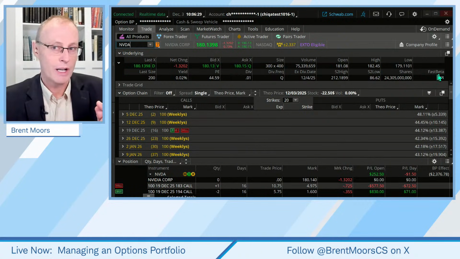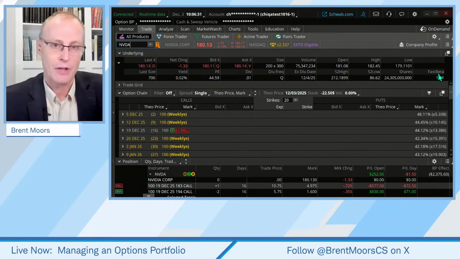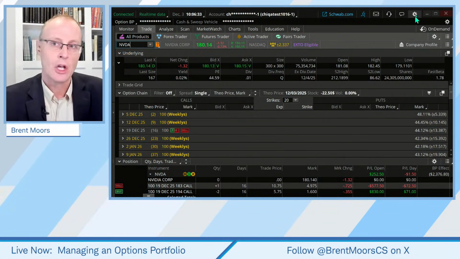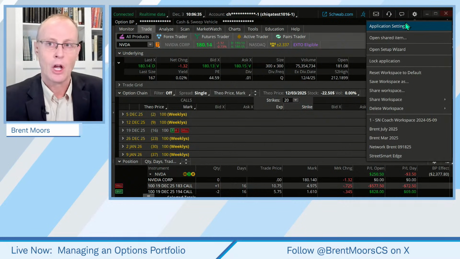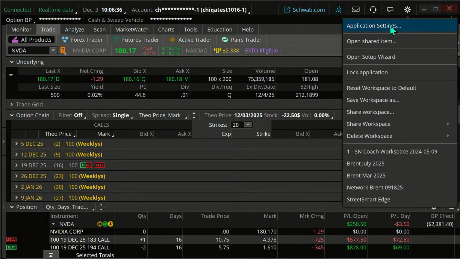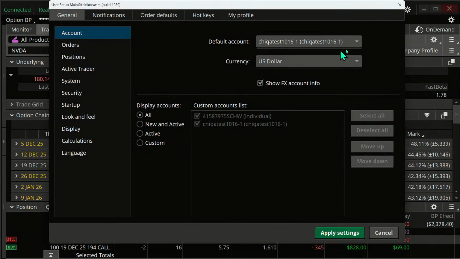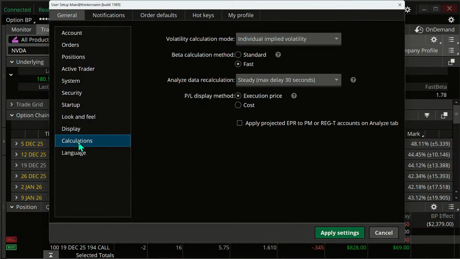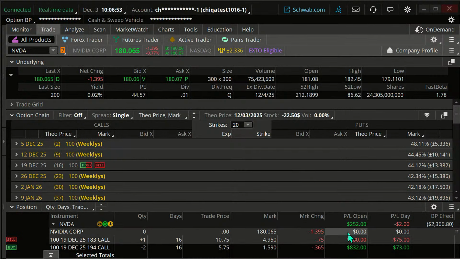Okay? So now, if you're interested in the difference between, in the chat I mentioned this, fast beta goes back 1 year, beta goes back 5 years. If you want to change that setting, you can do that. Go up to the gear, go to application settings, and it's going to bring it up. I think it's under calculations right here. You can change your beta setting right there if you want, okay? I have it on fast beta.